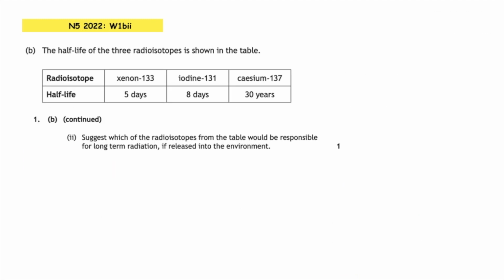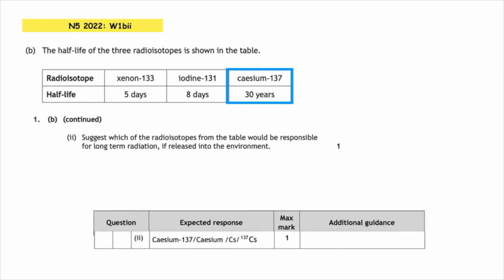Part 2 asks us to suggest which of the radioisotopes from the table would be responsible for long-term radiation if it was released into the environment. We can see that we've got 3 radioisotopes, so we want the one which has the longest half-life, and that would be cesium-137 with 30 years.